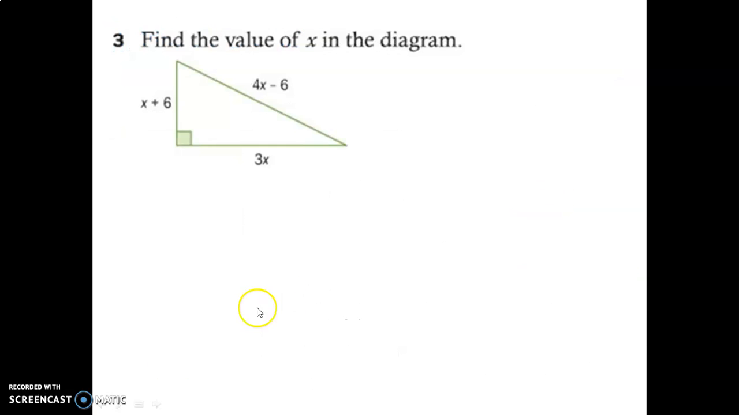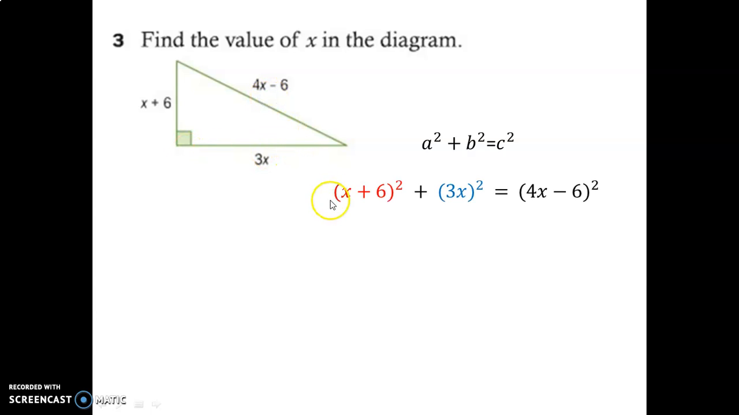Okay, try this one out. We're looking for x here. This is a right triangle, so you might use a famous theorem. Okay, let's check our work. Hopefully you're thinking Pythagorean theorem. This side squared plus this side squared equals the hypotenuse squared. So there's that side squared plus that side squared equals that.